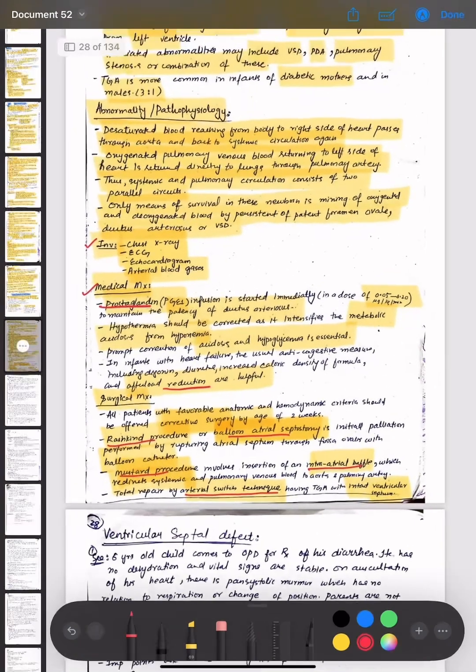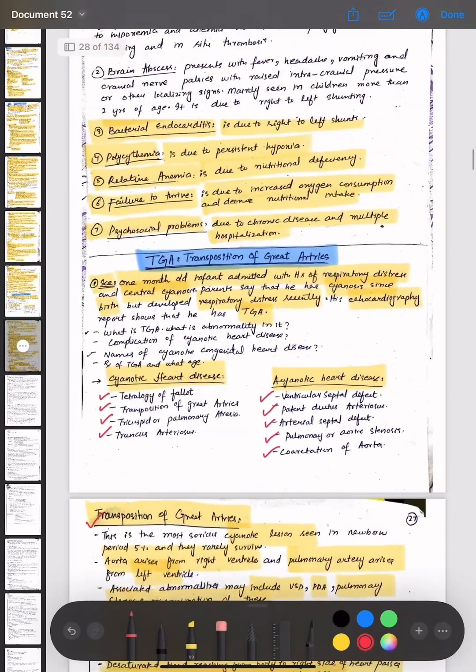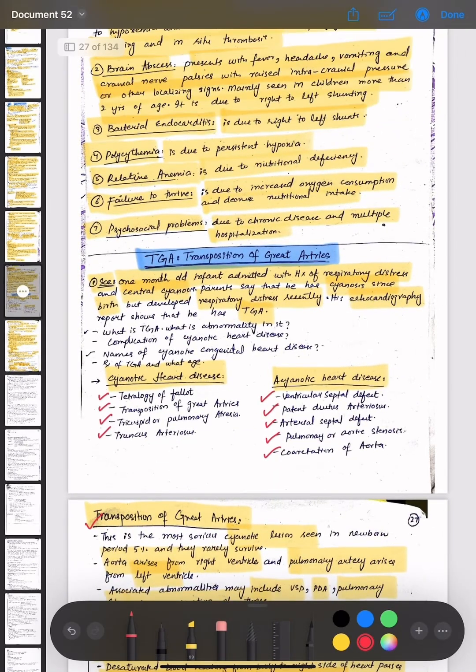So what is TGA? It is a disorder which occurs by birth, it is a cardiovascular disorder, and the patient presents with respiratory distress and central cyanosis. So these are the diagnostic points of TGA.